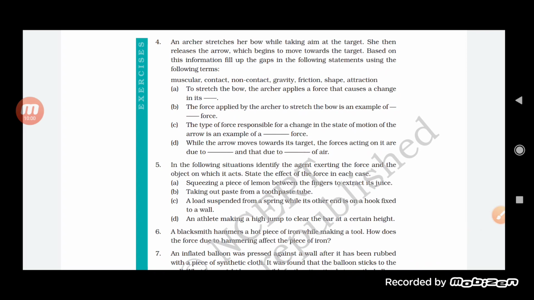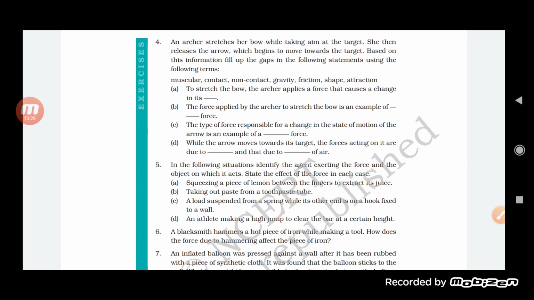Now, an archer stretches her bow while taking aim at the target. She then releases the arrow, which begins to move towards the target. Based on this information, fill in the gaps in the following statements using the given terms: muscular, contact, non-contact, gravity, friction, shape and attraction.